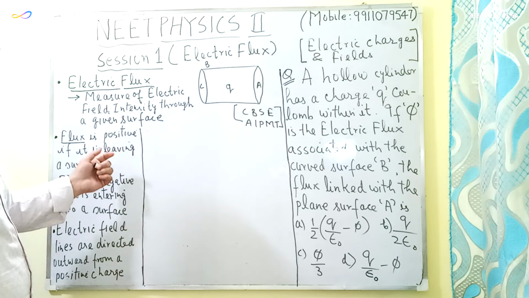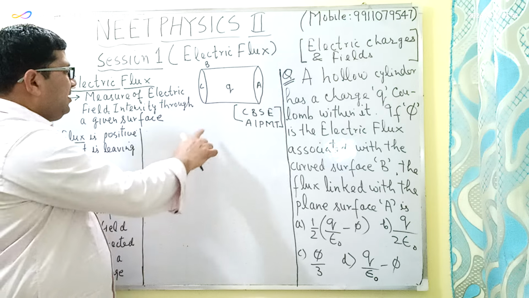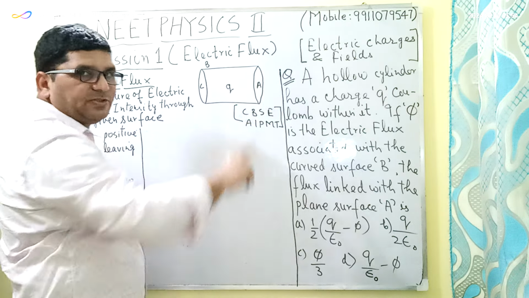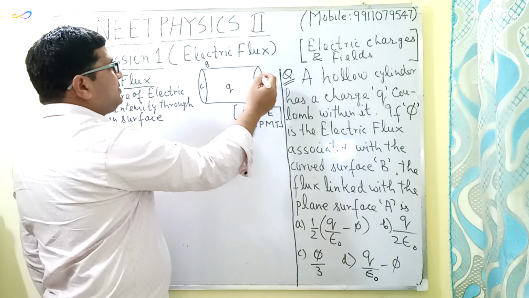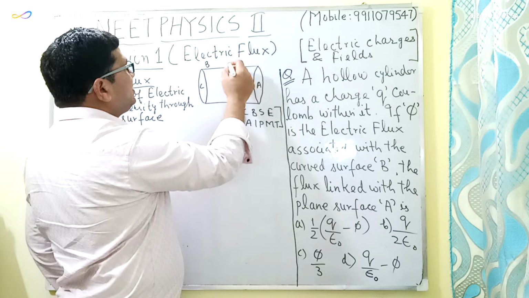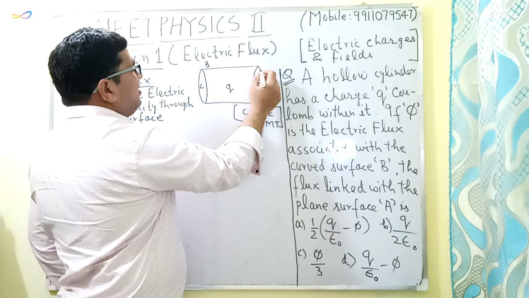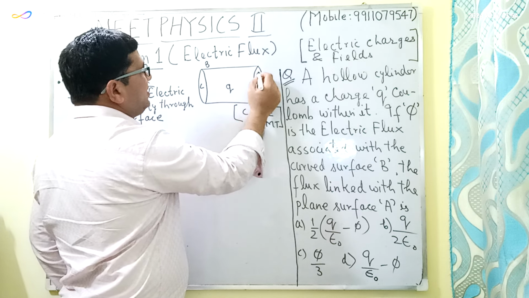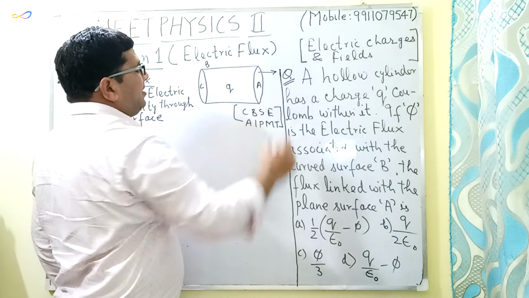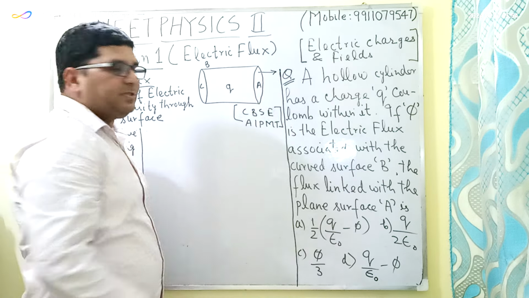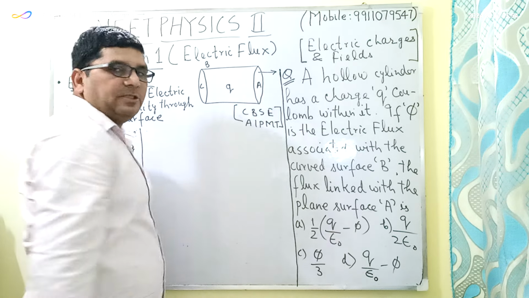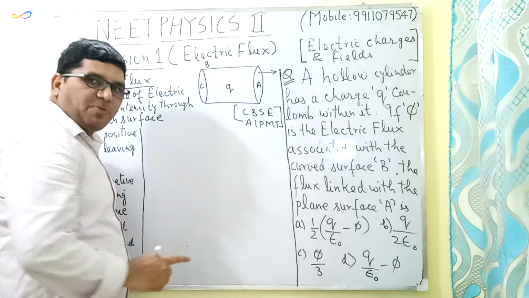The second point is that electric flux is taken as positive if it is leaving the surface. For example, let us consider one surface here. Let us say this is the curved surface A. If the electric flux is leaving the surface, that is, directed away from the surface, as pointed by this arrow, then the electric flux is taken as positive.